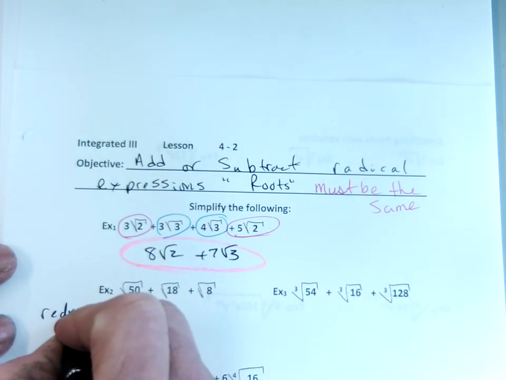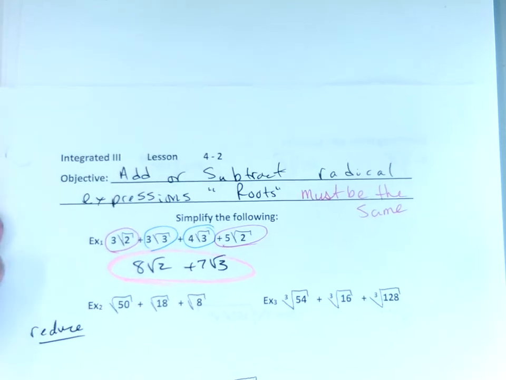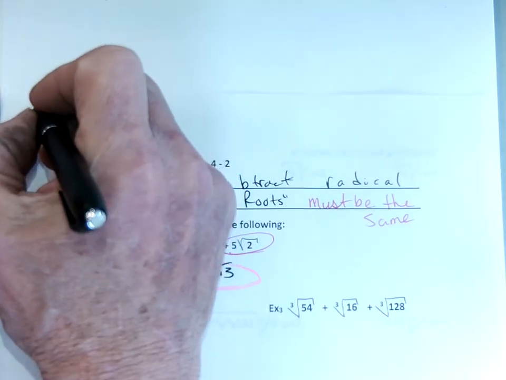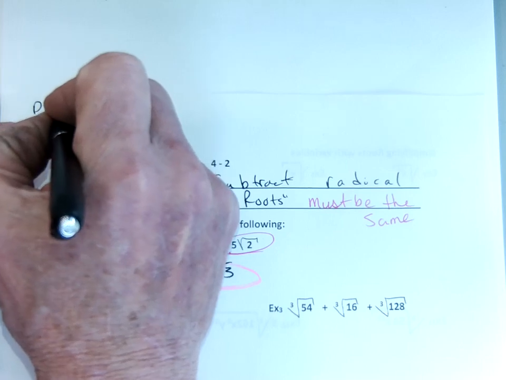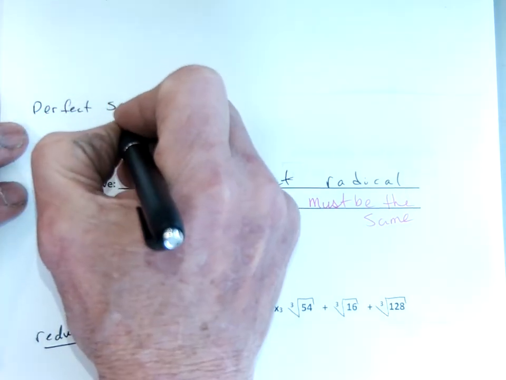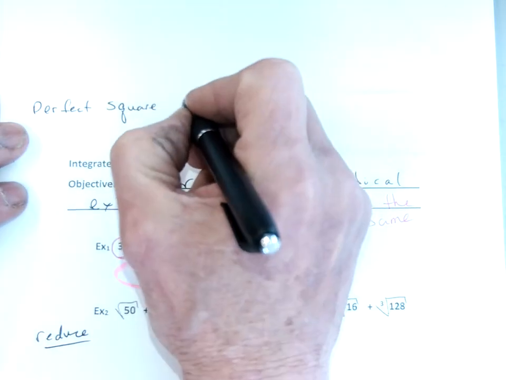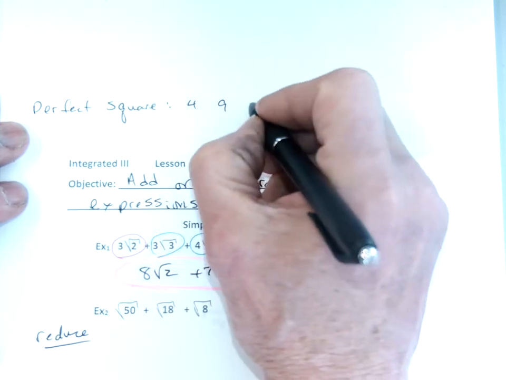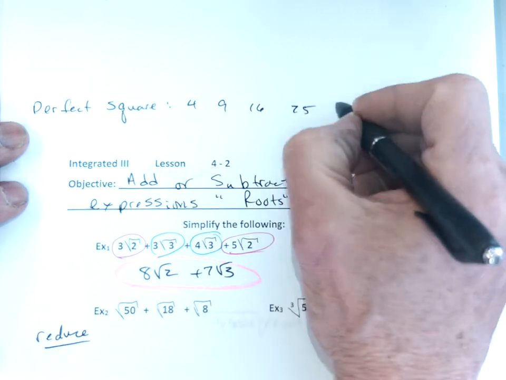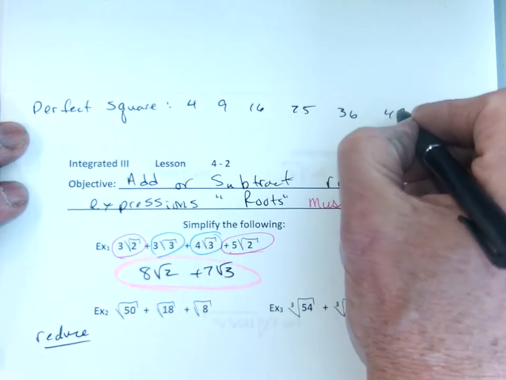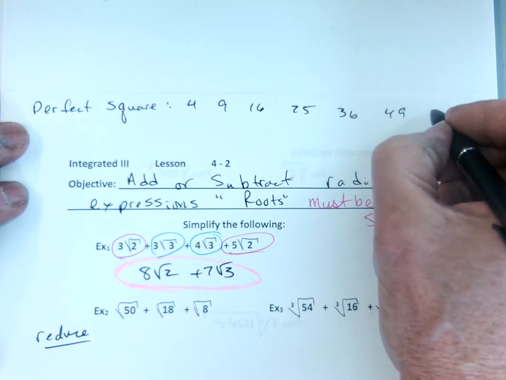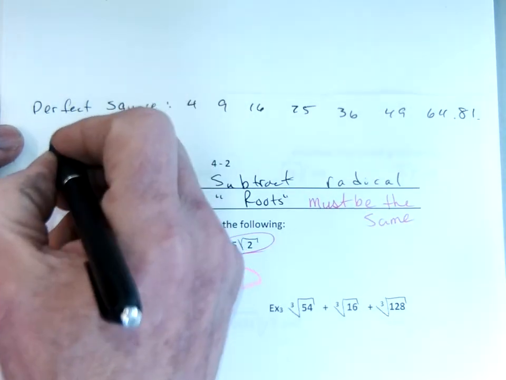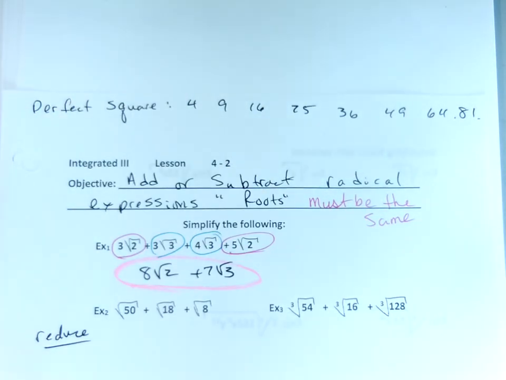Now, in example 2, it does not look like they're the same, but we need to reduce them first. So let's real quickly go back through our perfect squares. Yesterday we talked about perfect squares: 4, 9, 16, 25, 36, 49, 64, 81. So then we could do these.